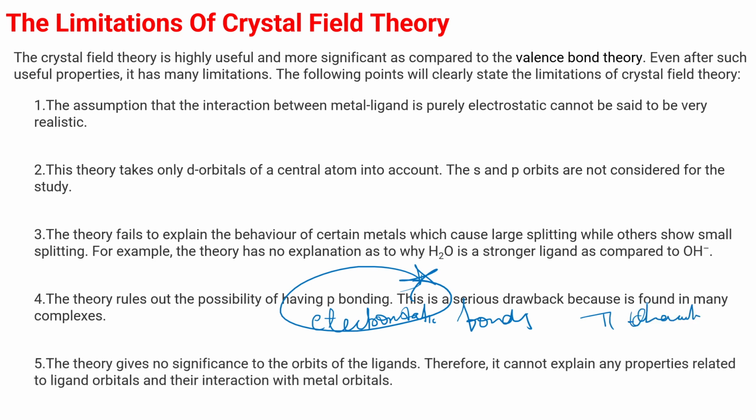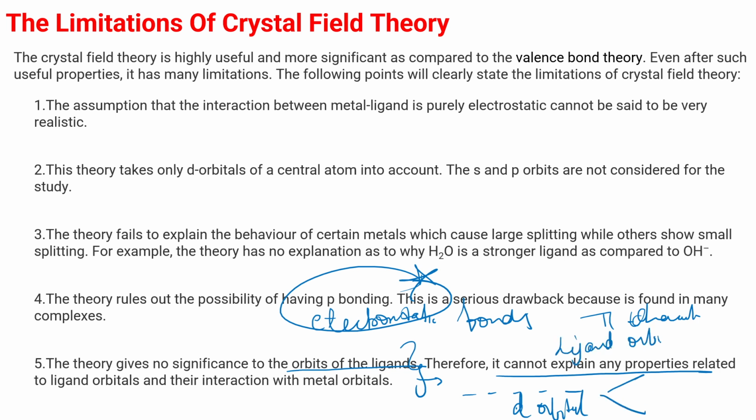The fifth limitation is that the theory gives no significance to the orbitals of the ligand. Therefore, it cannot explain any property related to the ligand orbitals and their interaction with the metal orbitals. They are just considering the direction of the metal d orbitals. They are not considering the direction of the ligand orbitals, not even mentioning that. They are just saying that ligands are coming from the metal orbitals' direction or not, and not saying anything about the direction of the orbitals of the ligand. So that is another drawback.